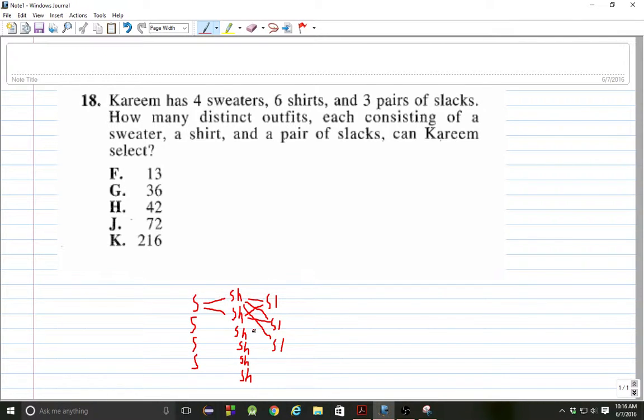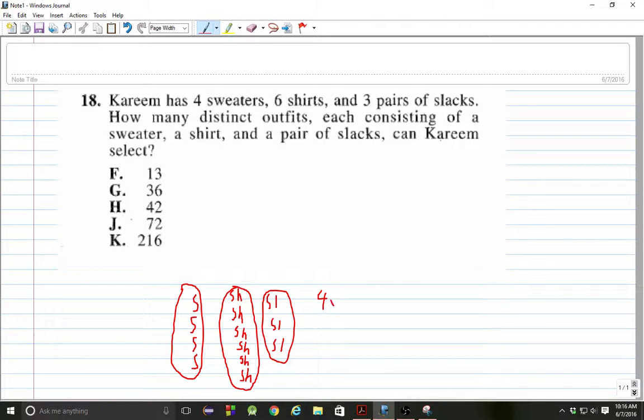So as you can see, this is a very complex way of solving it. A very easy way of doing this is simply: 4 sweaters, 6 shirts, and 3 slacks. So 4 times 6 times 3. 24 times 3 equals 72. So our answer is J.